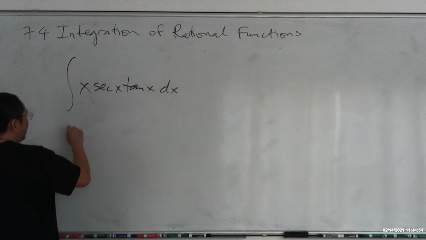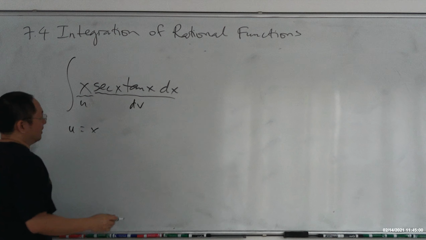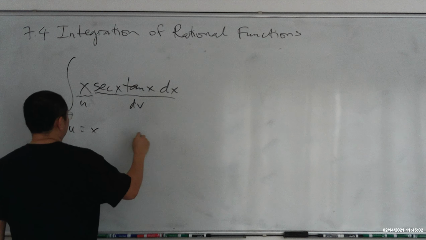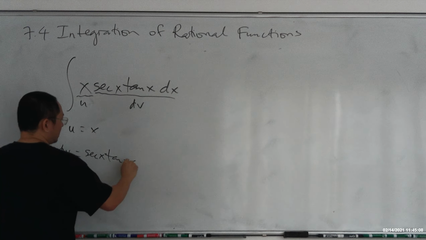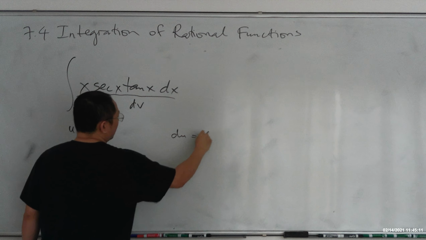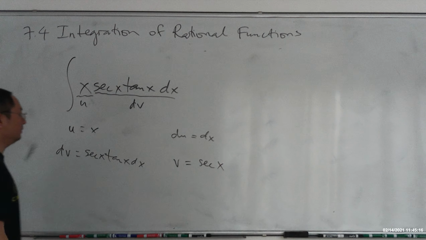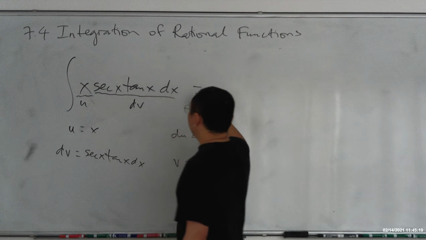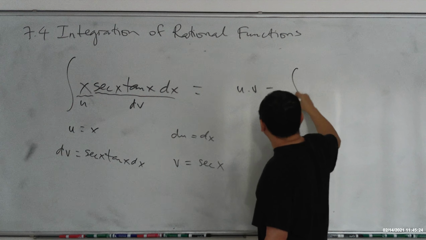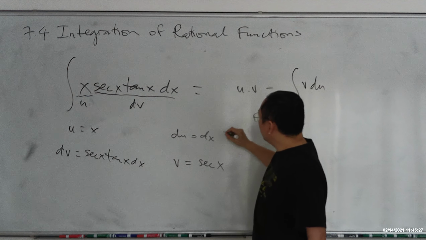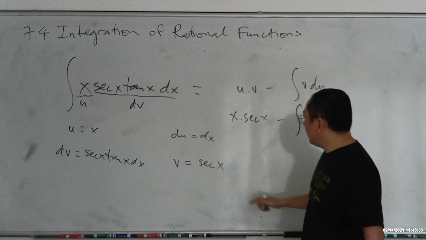So if I let u equal x, this is my u right here. This is my dv right here. You see, this dv, so v is secant, right? So u is x, dv is secant x tangent x dx. So du is just dx, the derivative, and then v is secant x. So the integral of u dv is equal to u times v minus the integral of v du. So u times v is x times secant x minus the integral of v du.